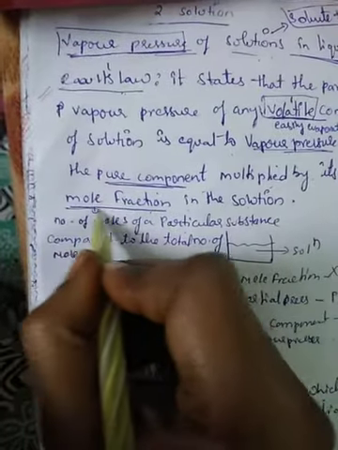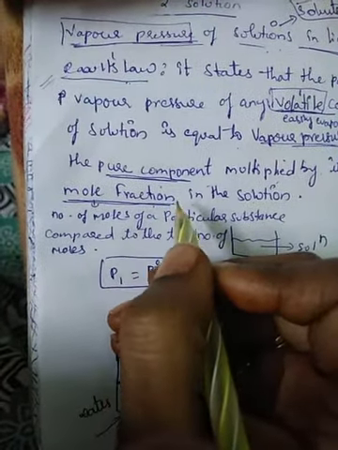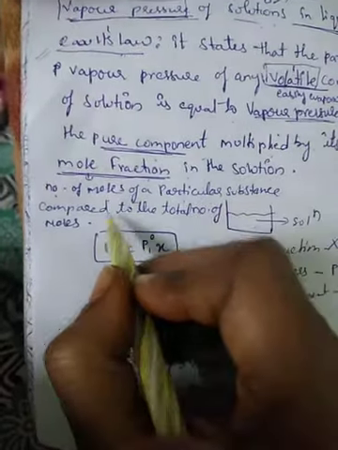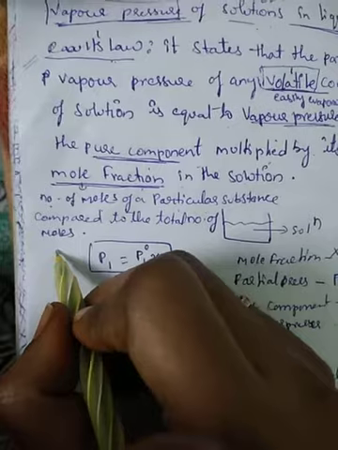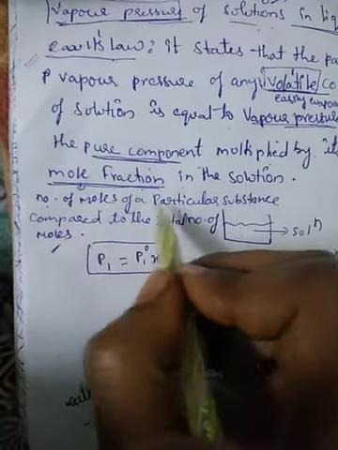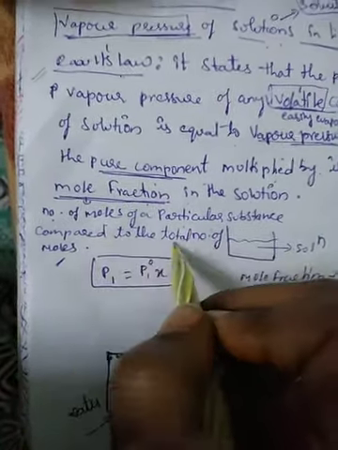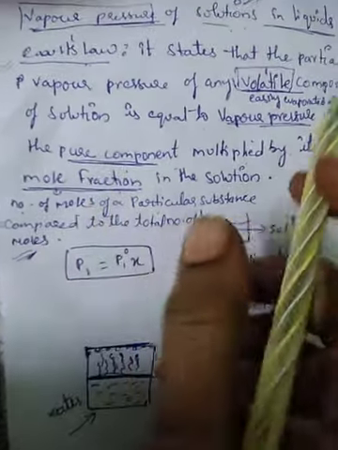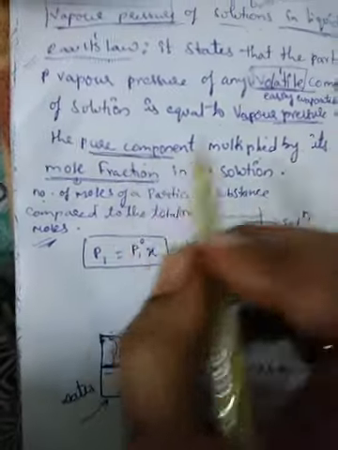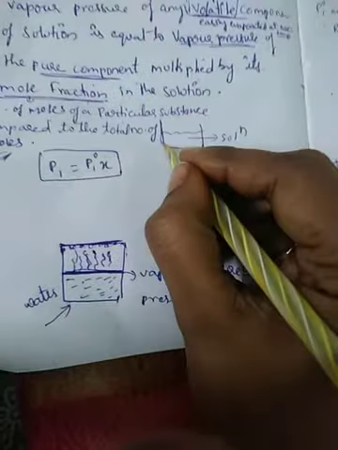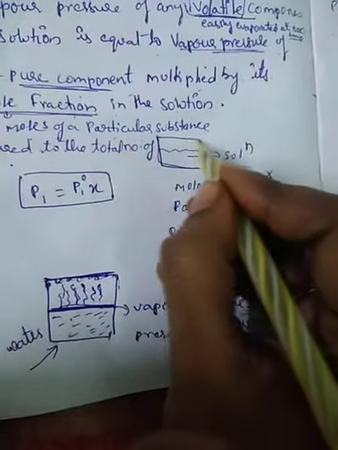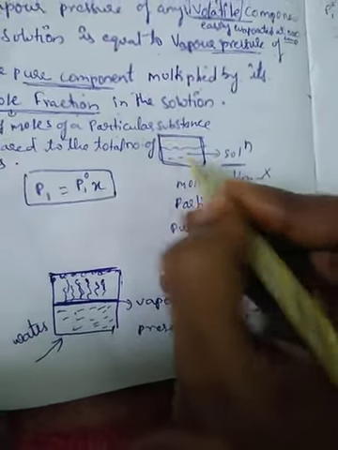Next, another term you have already learned is the mole fraction. Mole fraction is the number of moles of a particular substance compared to the total number of moles of the given substance. So these are some of the terms you need to know. Now coming to the Raoult's law explanation, listen carefully. This is a container which consists of the solution. Inside this container the solution is present.